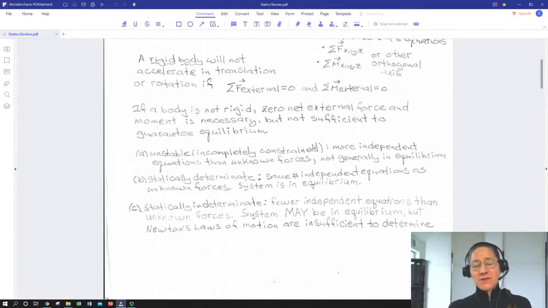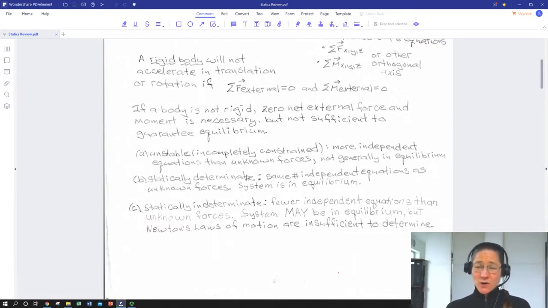There are cases, for instance, if you didn't have any forces in a given direction, even though you have more equations than unknowns in that direction, you wouldn't necessarily have a net force, but more chances than not, don't assume that you are necessarily in equilibrium. That's why it's called being unstable.